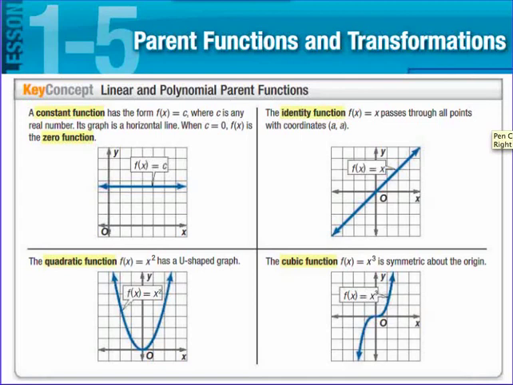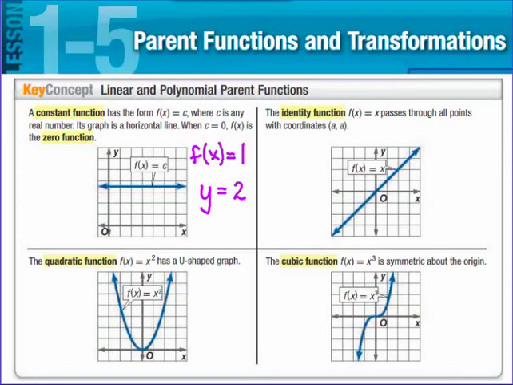So an example of a constant function would be f of x equals 1, f of x equals 2, f of x equals negative 3.5. Now just a little tidbit, you could also have y equals something, like y equals 2, because remember, y and f of x are synonymous. So that's your first function, constant.